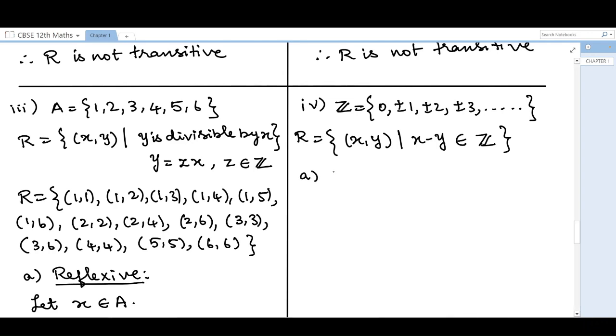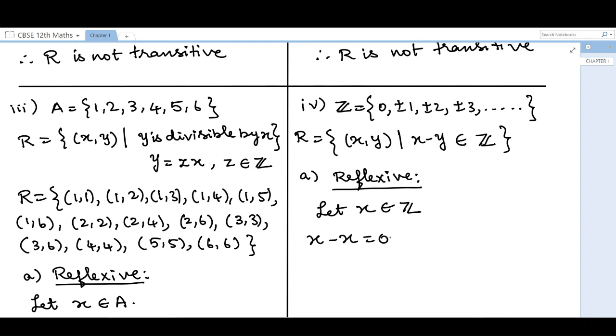So first we have to prove whether the relation is reflexive or not. Let us take an element from the set of integers. So let x belong to Z. Now we have to verify whether x is related to itself. That is, x minus x should be an integer. We know that x minus x equals 0. 0 is an integer, right? So if you take any element from the integers, its difference from itself will definitely be equal to 0, and that difference belongs to the set of integers. So from this what we could conclude is x is related to itself. Therefore, the relation R is reflexive.